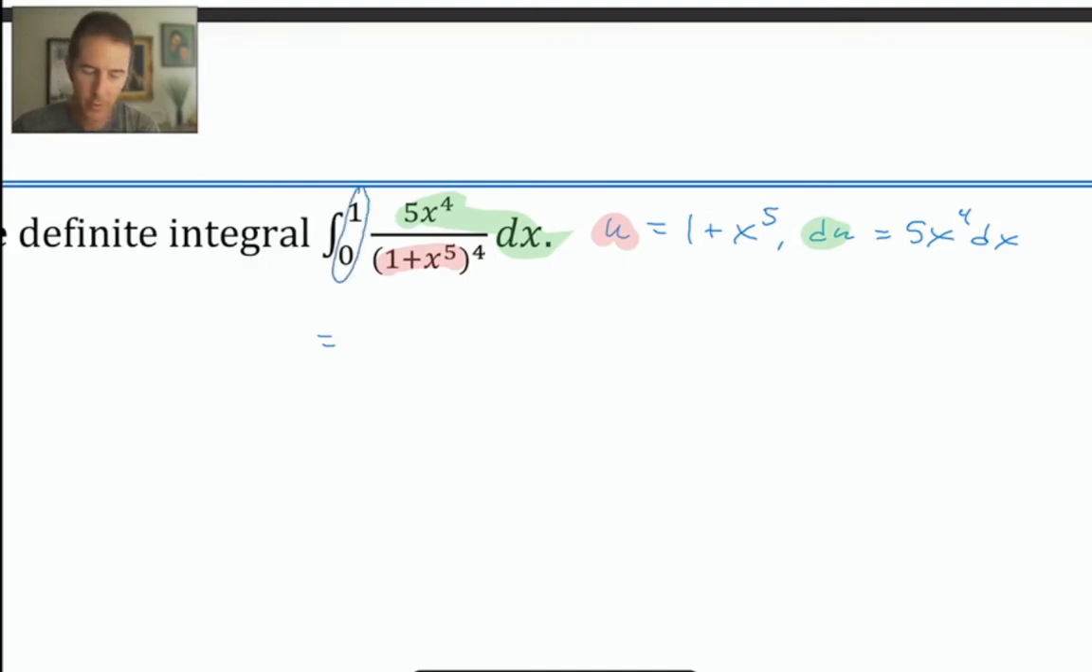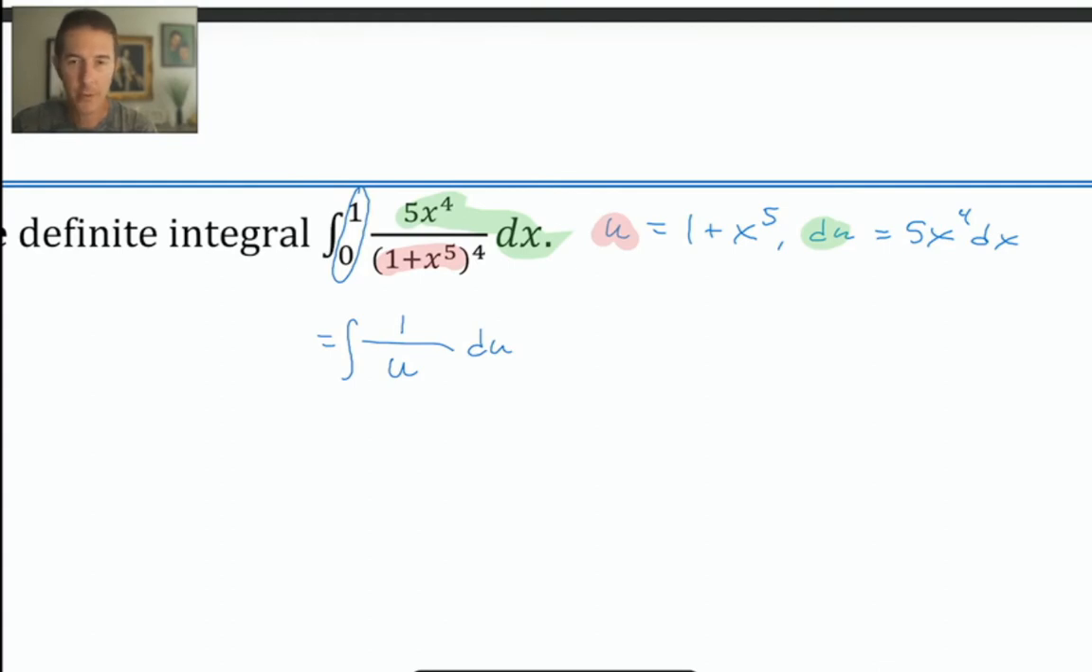These values over here are x values. What I'm about to do is rewrite this integral as 1 over u du. There are no more x's. So I don't want to put a 0 and a 1 here because those are x values. I'd want to convert those x values to u values. How would I do that?